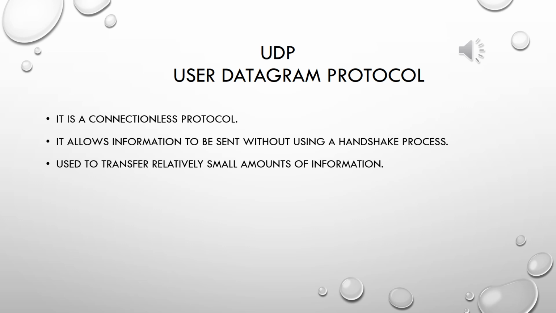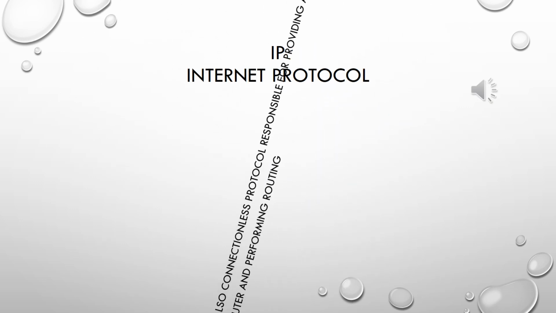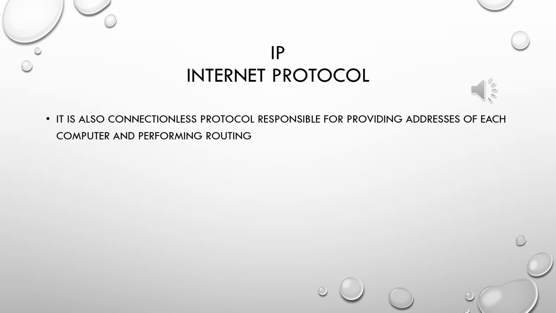User Datagram Protocol is a connectionless protocol. It allows information to be sent without using a handshake process. It is used to transfer a relatively small amount of information. Internet Protocol is also a connectionless protocol, responsible for providing the address of each computer and performing routing. IP addresses are allocated by the Internet Protocol.